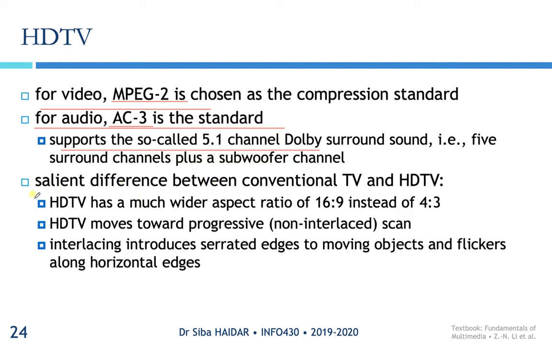There is a significant difference between the conventional TV and the HD TV, and you already noticed that HD TV has a much wider aspect ratio, and HD TV moves towards progressive and non-interlaced scan. Interlacing introduces serrated edges to moving objects, and we already said that flickers come along horizontal edges.